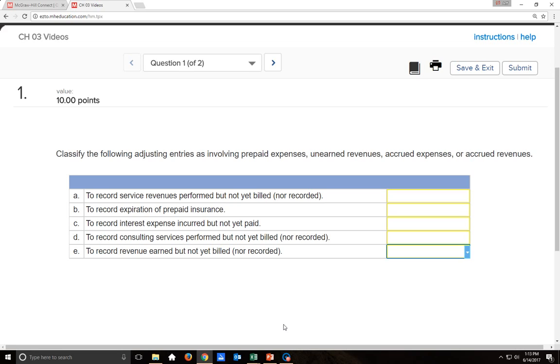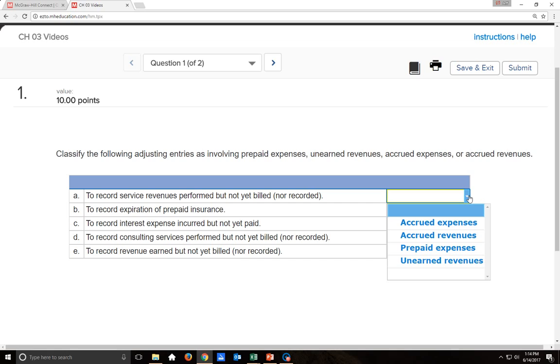So let's take a look at the first one. To record service revenues performed but not yet billed nor recorded. So let's click the drop-down box, and our options are accrued expenses, accrued revenues, prepaid expenses, or unearned revenues. So we're going to record services performed but not yet billed. We've performed them, so they're definitely going to become revenues for the period. But since we haven't received any money, we have an IOU or an accrual. The particular accrual is called an account receivable. So this is definitely going to be an accrual of receivables or accrued revenues, as it's better known.